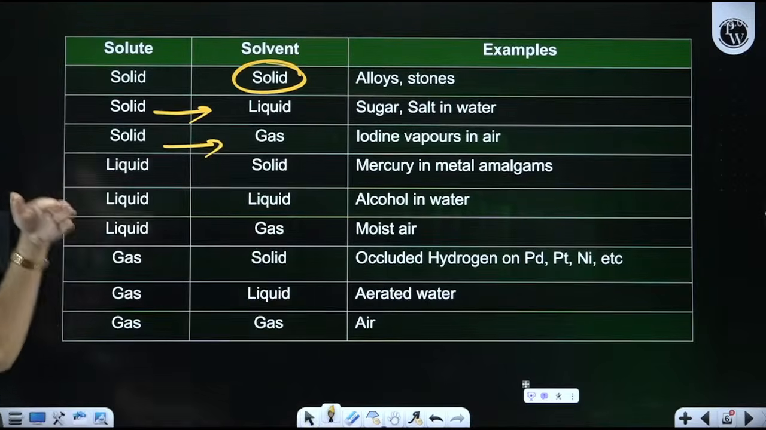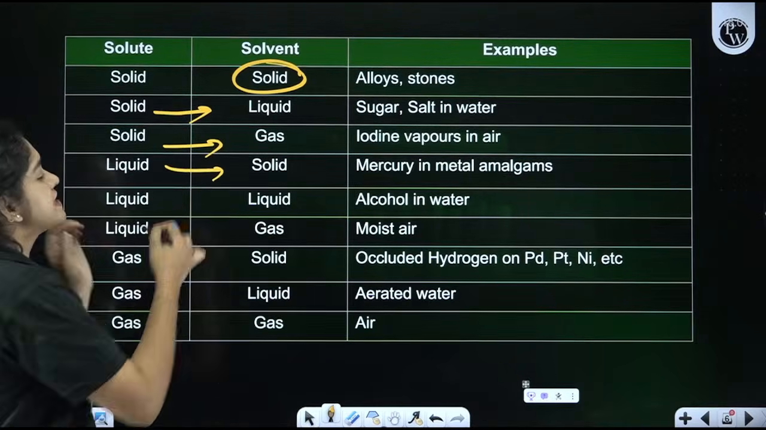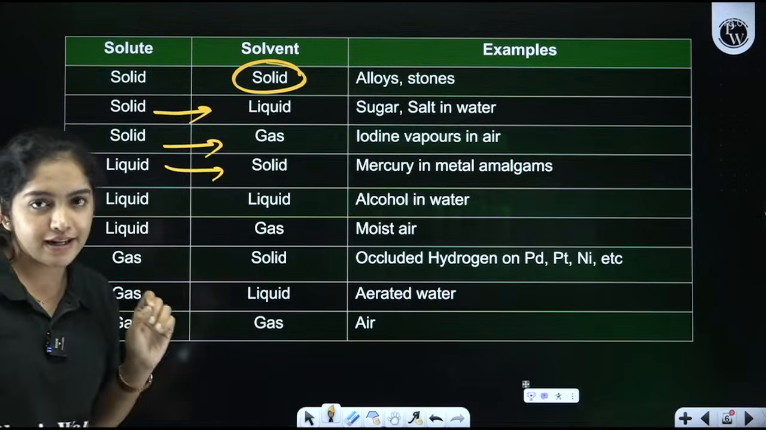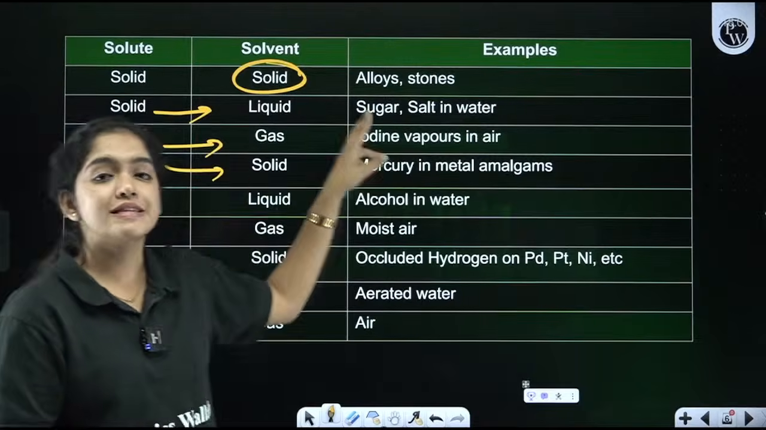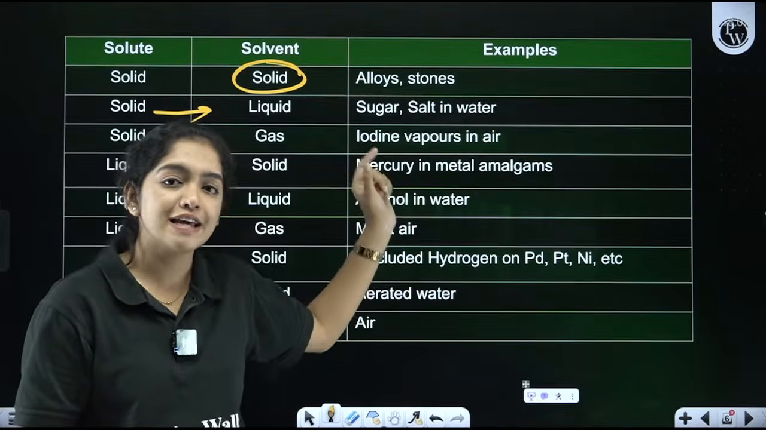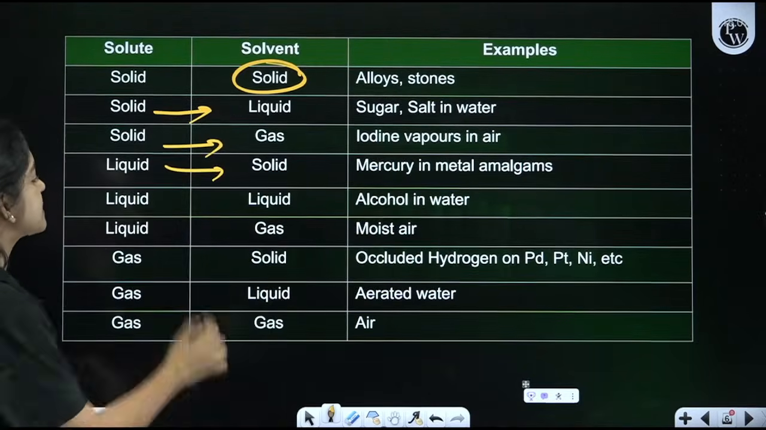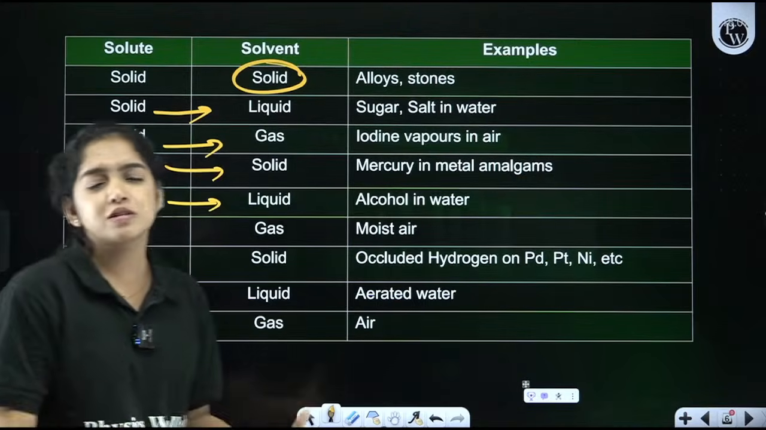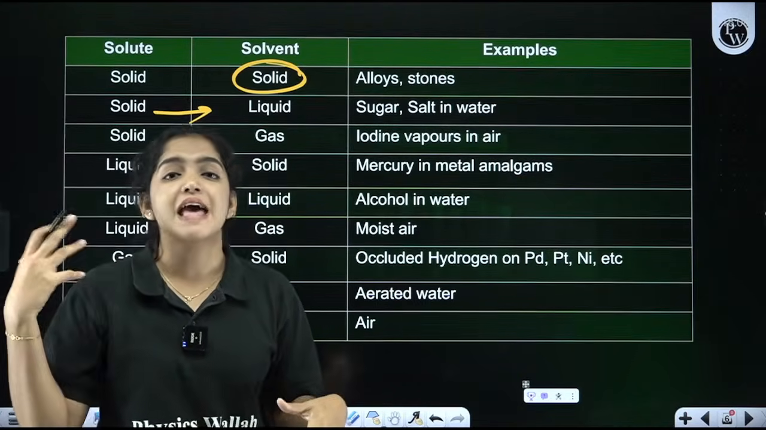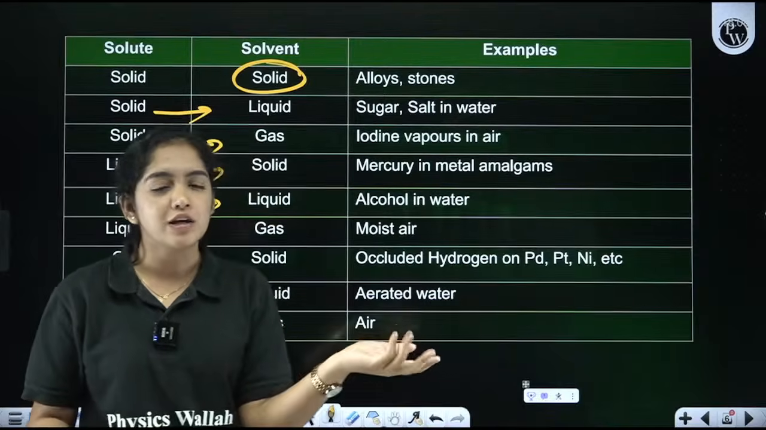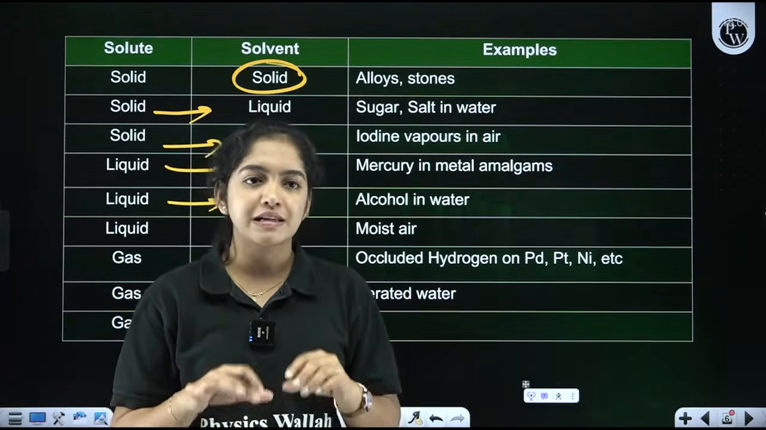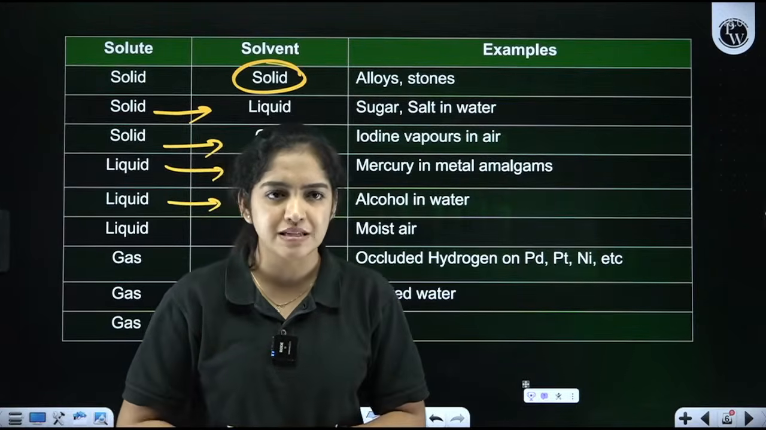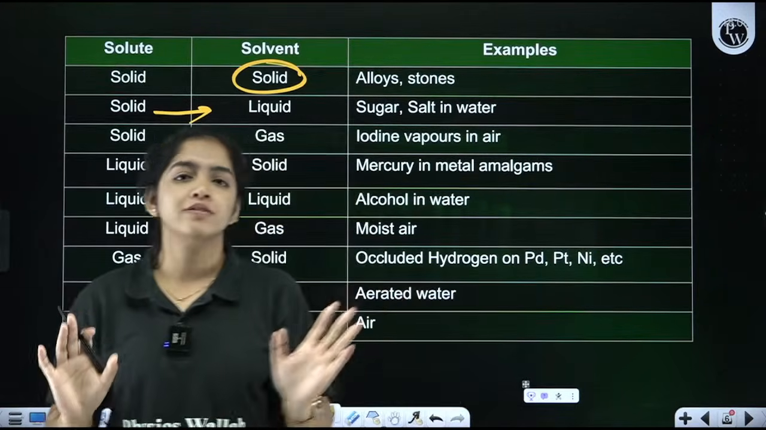Then the next one, liquid and solid. That is a great example that we are using in many reactions also. Mercury is a liquid metal. That mercury can be mixed with other metals. That means liquid and solid. The next example is liquid in liquid. It is the most commonly used example. That means we can mix alcohol and water, right? Both are liquid and will be completely dissolved. And many other juices with water. Different liquids can be mixed. Both solute and solvent will be liquid.